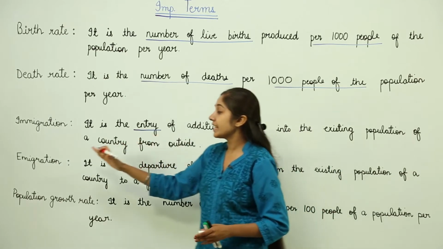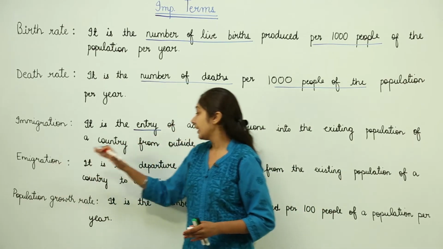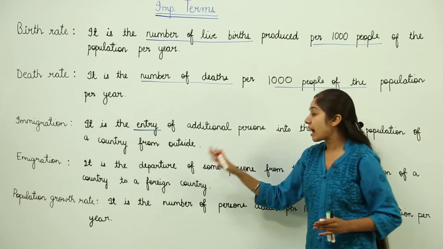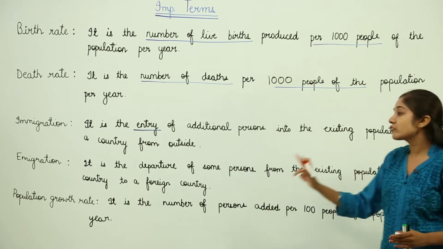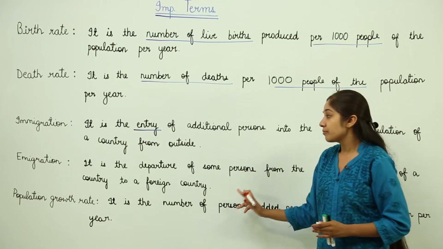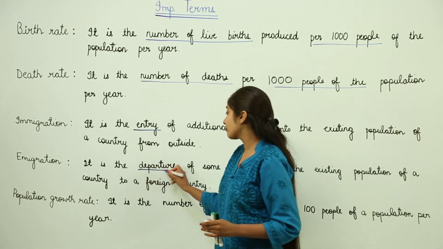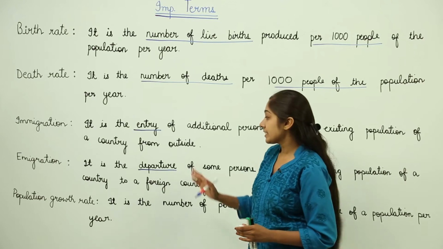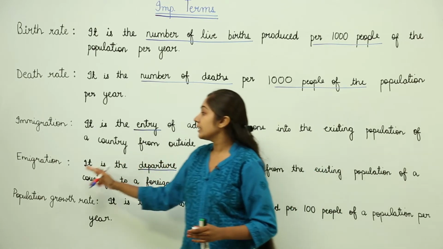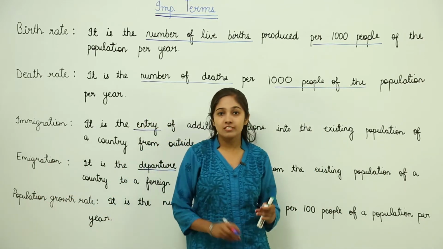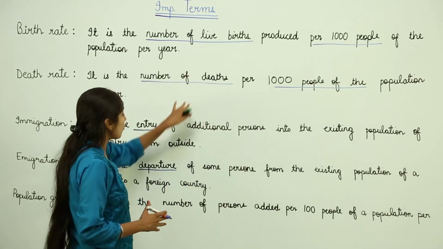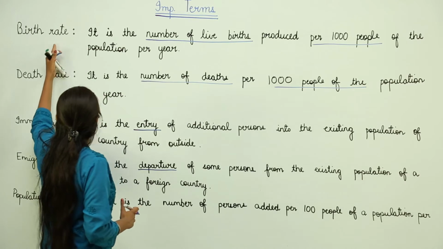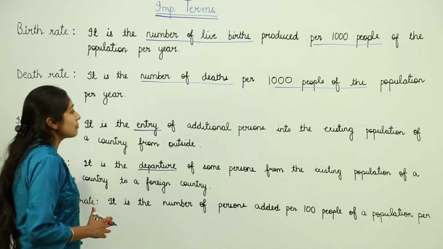Then we have the next term, that is emigration. You will define it as the departure of some persons from the existing population of a country to a foreign country, meaning it involves the departure of the people. So, it is a factor which will lead to the control of population in a country, right. So, how can we actually sum up these four terms, that is the birth rate, death rate, immigration, emigration?